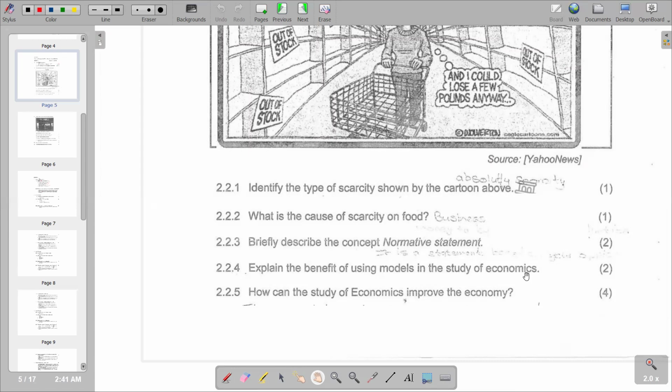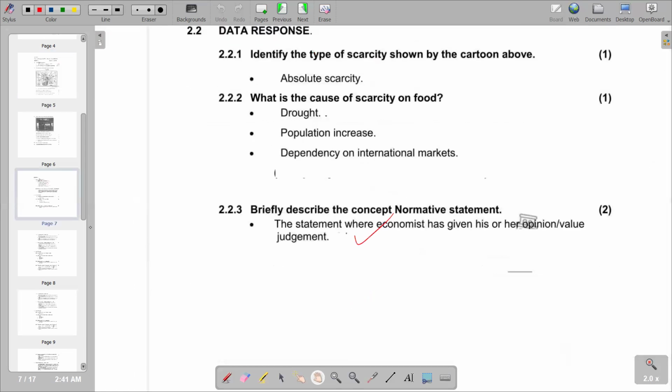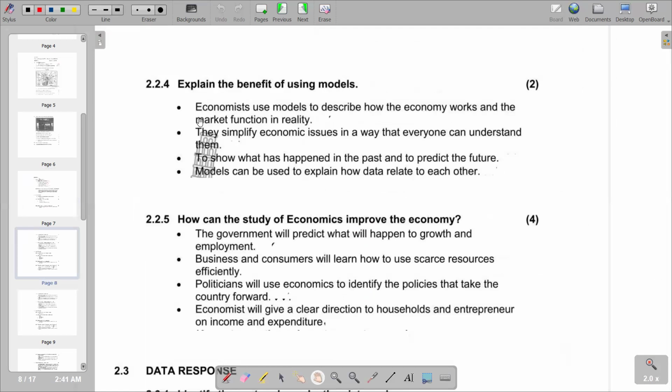So basically, that's what we can say. Let's go to the other section to see the benefit of using models in the study of economics. We see the benefits that we have listed. The first one says economists use models to describe how the economy works and how the market functions in reality. The second point says they simplify economic issues in a way that everyone can understand. So comprehension is enhanced when we are using models, as it simplifies economic issues. It makes the audience comprehend each and every concept or aspect that needs to be communicated.